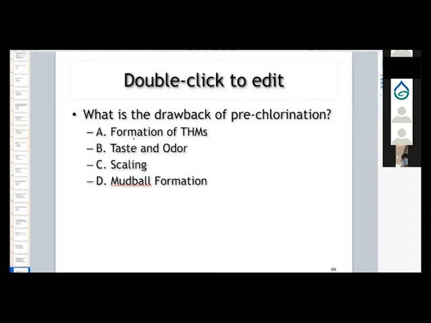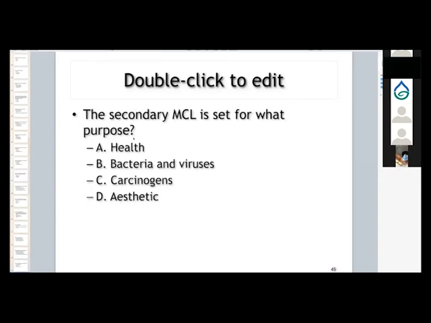Most utilities do pre-chlorinate, but the biggest part of the pre-chlorination question is how much chlorine you add. A lot of utilities just add a small amount of chlorine at the beginning of the stage, to the raw water, to control algae growth and actually help with coagulation. As long as you don't add too much, you're not going to form too many THMs, because you only really form THMs when there's a chlorine residual.